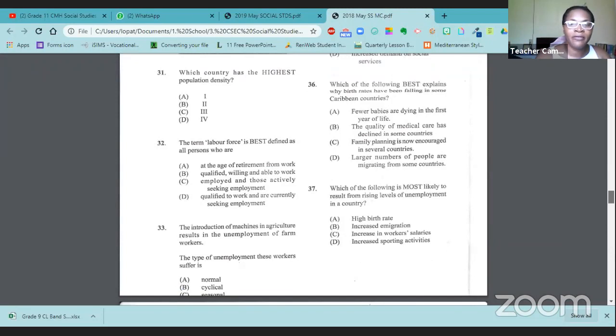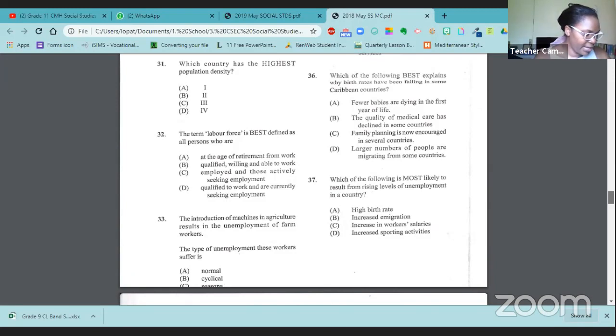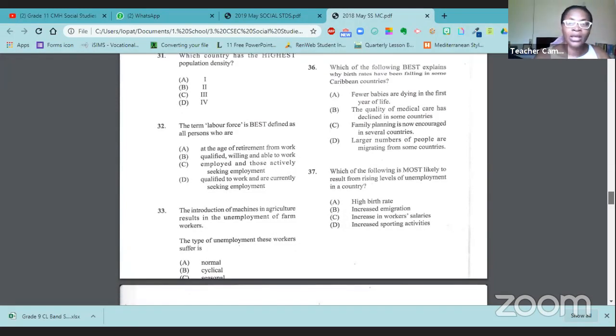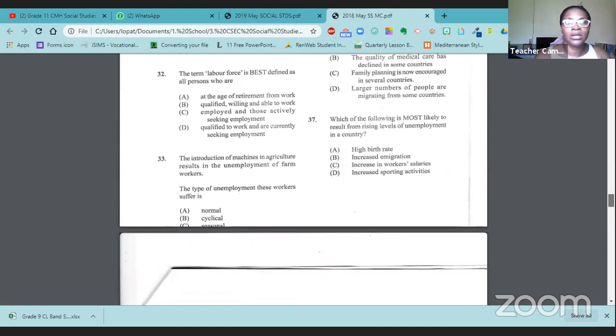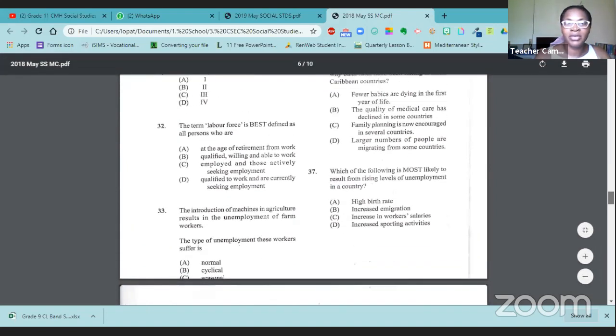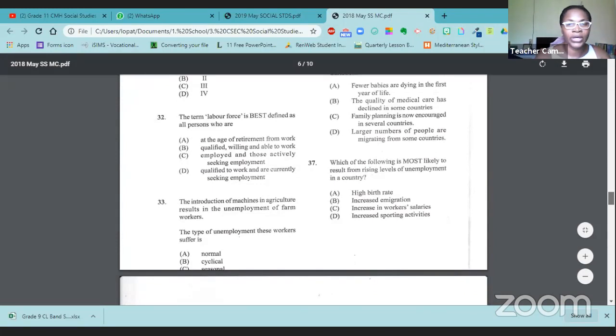The term labor force is best defined as, and we have the answer as B again, qualified, willing, and able to work. So the labor force must be qualified, willing, and able to work. 33, the introduction of machines in agriculture results in the unemployment of farm workers. The type of unemployment these workers suffer is, and from you hear machines, then it has to be technological or technical, okay? And that goes without saying.